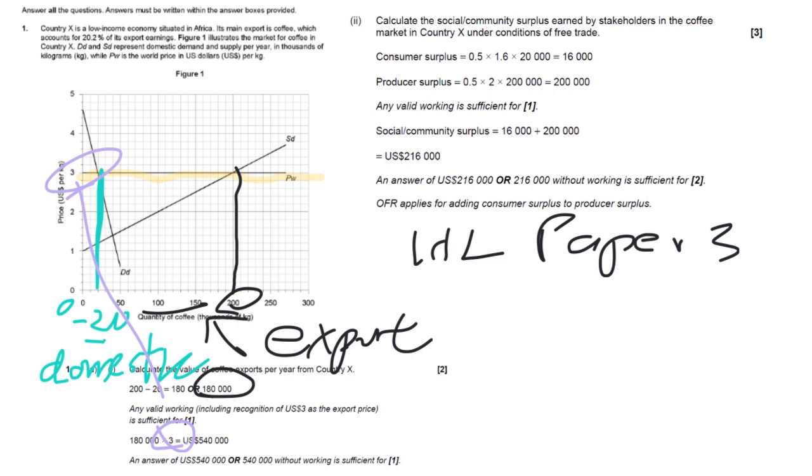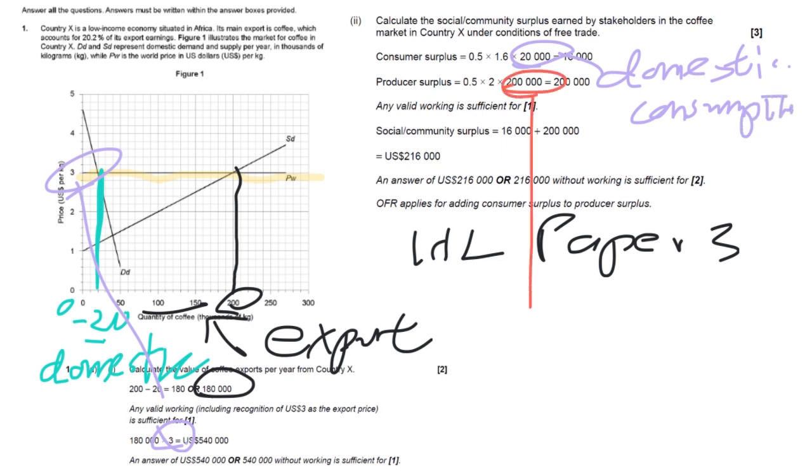So for the consumer surplus, you have to take a look carefully. First of all, for the consumer surplus, we will make use of this one, 2000. This is the domestic one, for domestic consumption only. But on the other hand, for the producer surplus, we have to compute all the volume, including both domestic and export.